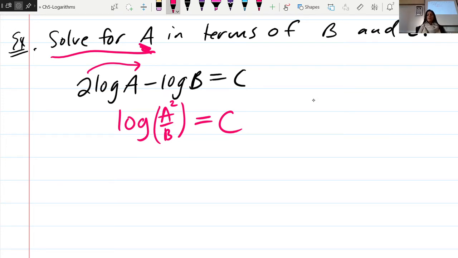And then if I did want to change this into exponential form, what does it look like? Yeah, thank you, Ian. So the base here is 10. So I would keep the base the same. If it doesn't say anything, we know the base is 10. This becomes the exponent, and then it's equal to A squared over B. This is now looking like our old school algebra questions.